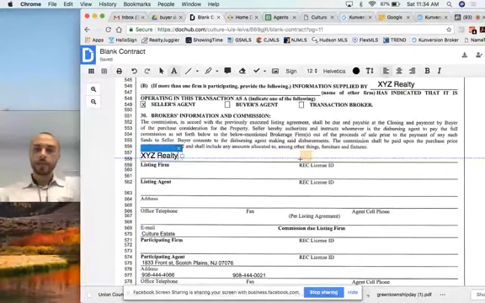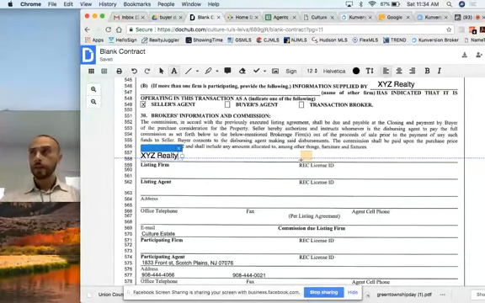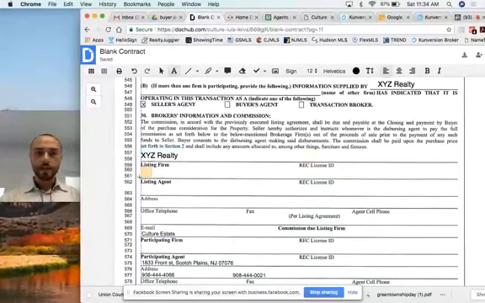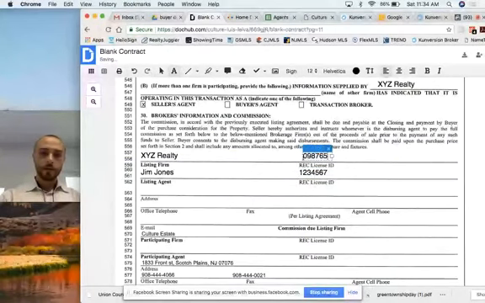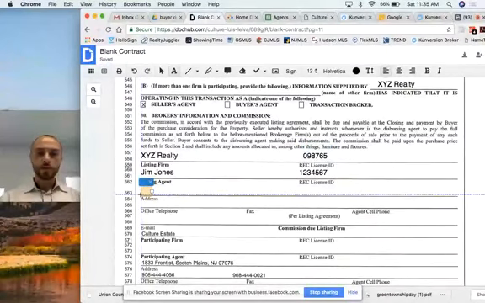You would put in XYZ Realty's license number for their company, because their company has a license number, and so does the agent. If you don't know the information, the MLS will show it to you. You just click on the name of the office, or on the name of the agent, and it'll show you the office's ID, which is the license number, and the agent's license number. You would put that here. And then let's just say the listing agent was Jim Jones, and he's the agent. We put his license number here. Office is there. Their address is also in the MLS.